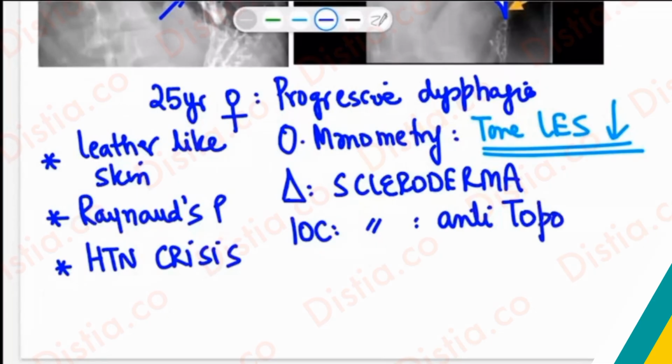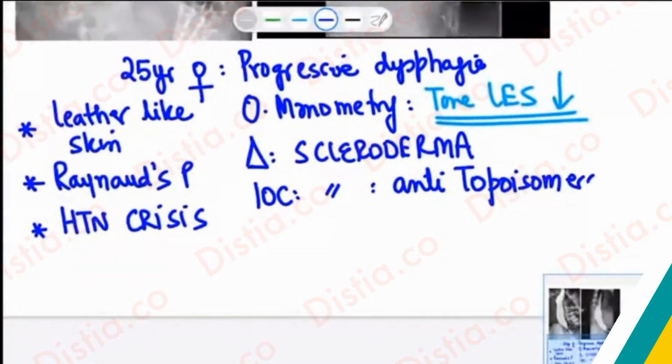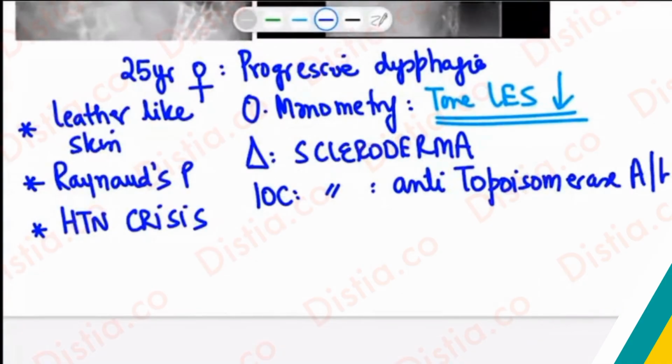The point is, for diagnosis of scleroderma, you need to run an antibody scan. That is gonna be anti-topoisomerase antibody. I have discussed scleroderma in rheumatology section also, but I want to highlight this statement of mine.